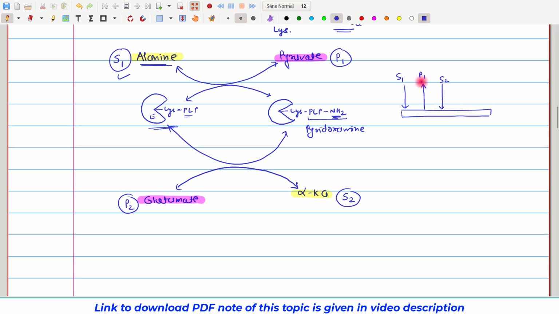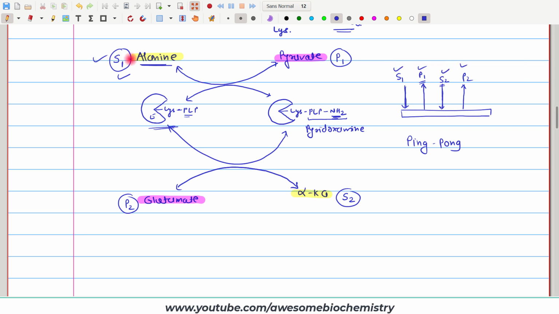So, it is surprising, right? This product is released before even the second substrate can enter. So, the second substrate enters and the second product gets released. So, this movement, down, up, looks like a ping pong ball. So, this mechanism is called ping pong, and as there are 2 substrates and 2 products, it is called bi-bi. Bi means 2. So, this entire mechanism is called a ping pong bi-bi reaction, and aminotransferases provide one very good example of this ping pong bi-bi reaction.